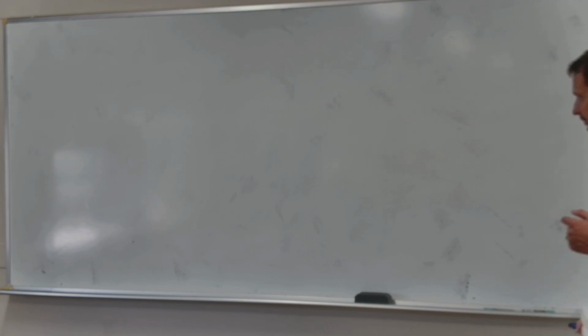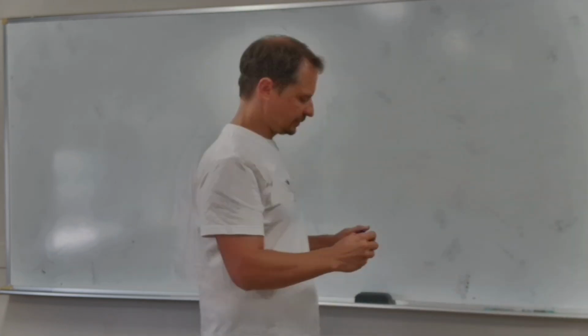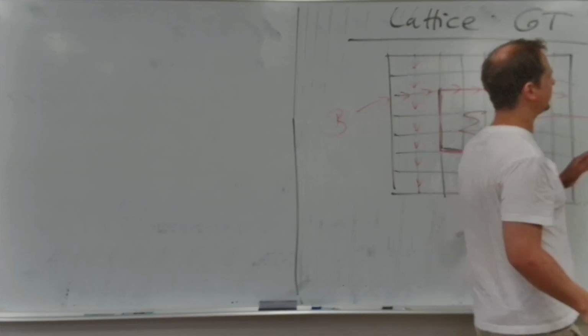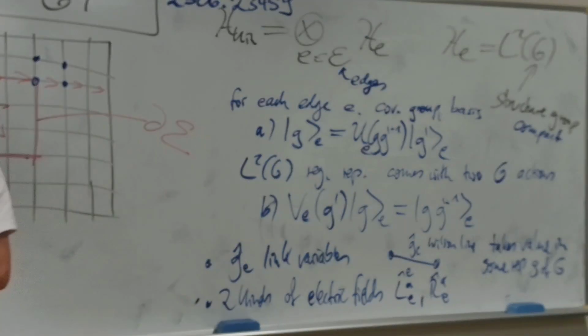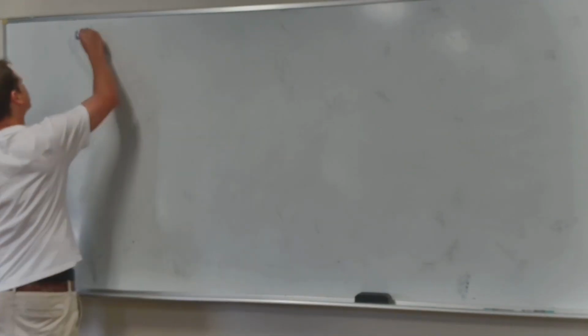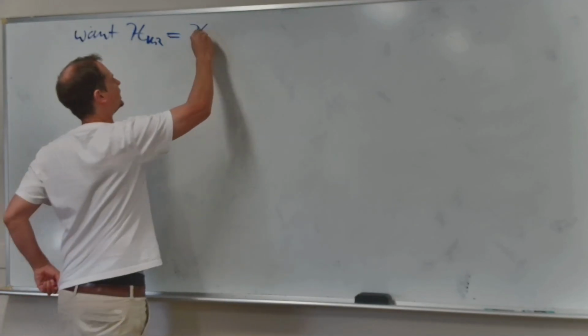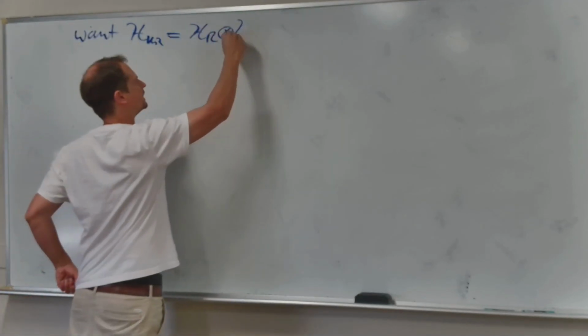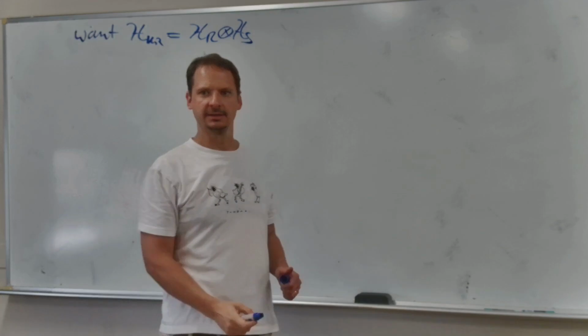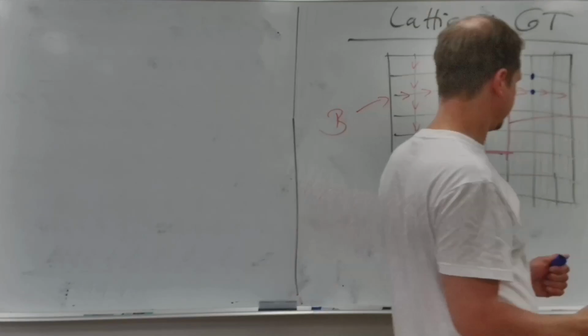That's where you can read more about it. So we have a kinematic Hilbert space that's just given by these edge Hilbert spaces. Then, in order to connect it with a reference frame picture, what we want is H_kin as H_R tensor H_S, right? And so the question is now, how can we do this?